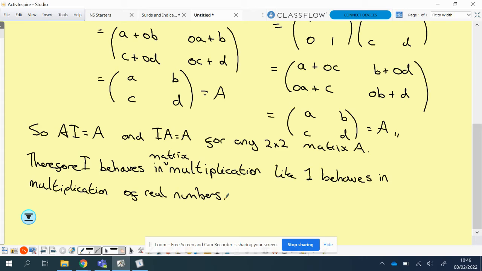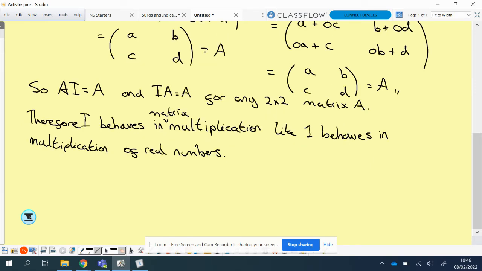Obviously with a real number, if you times it by 1, you get the same thing back. Or if you times a matrix by the identity matrix, you keep the same matrix. So that's what that last statement says. That's the good property about the identity matrix: if you multiply it by something, the matrix that you multiply it with stays the same.